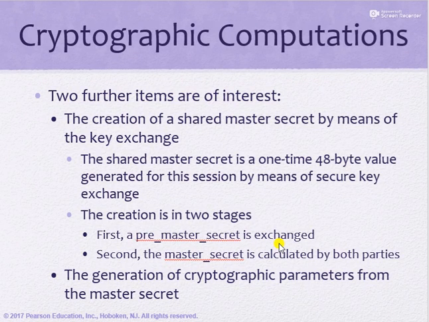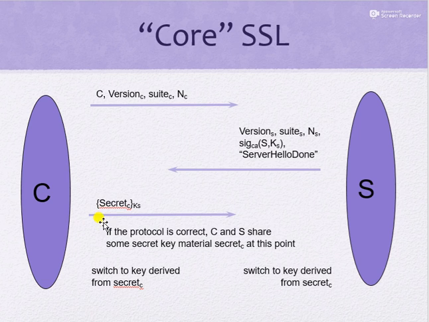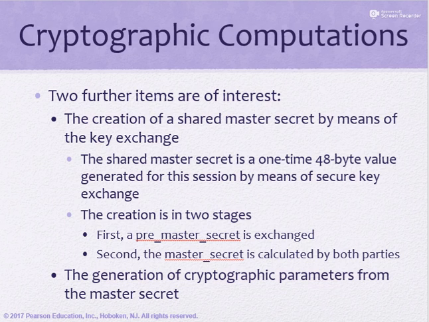Now after performing this key exchange, there is a need to perform the creation of the shared master secret. So what is a shared master secret? It is a one-time 48-byte value that is generated for the session by means of secure key exchange, and we have seen the secure key exchange finished over here, where both parties now share this secret C. This secret C we call the pre-master secret, because the creation of the shared master secret is completed in two stages.